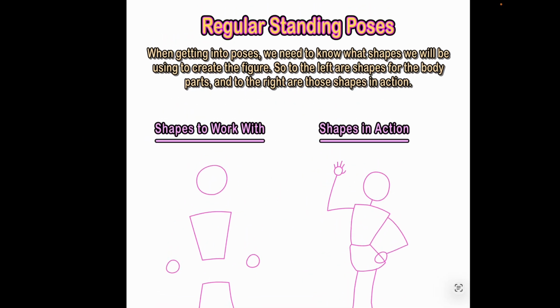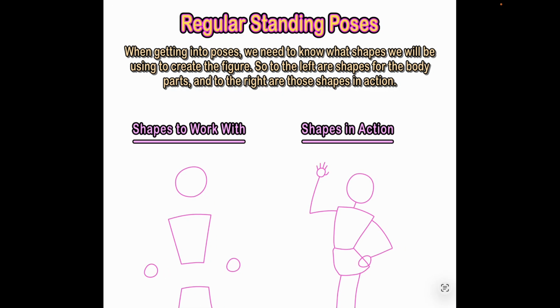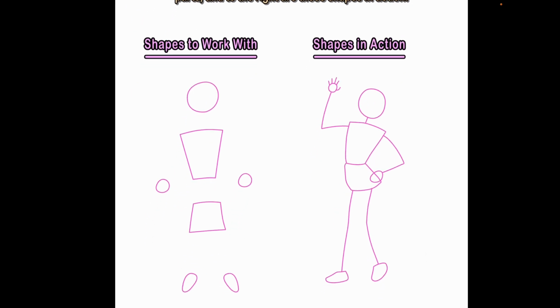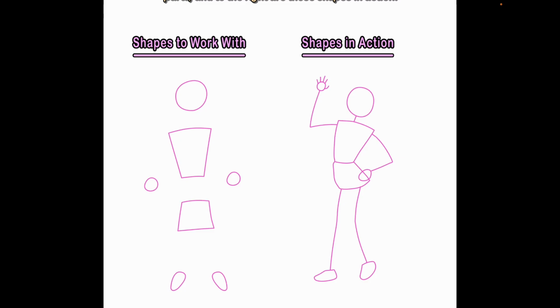Regular standing poses. When getting into poses, we need to know what shapes we will be using to create the figure. So to the left are the shapes for the body parts, and to the right are those shapes in action. Okay, so let's look at the left first. These are the shapes to work with, and you'll see that there is a head, a torso, two circles for the hand palms, the pelvis, and then ovals for the feet.